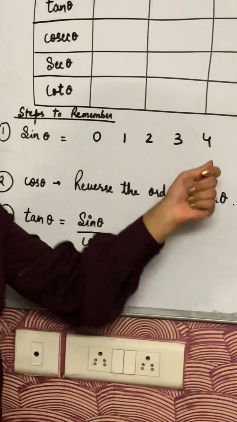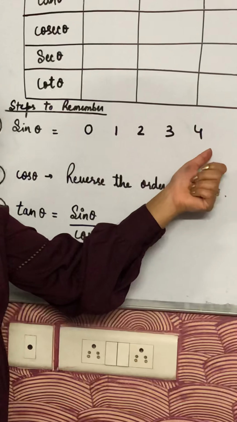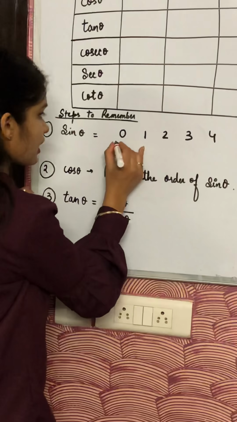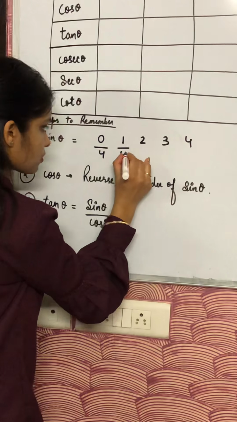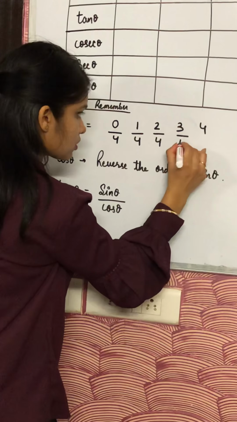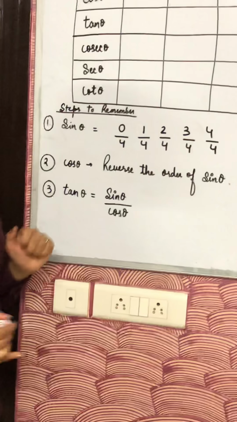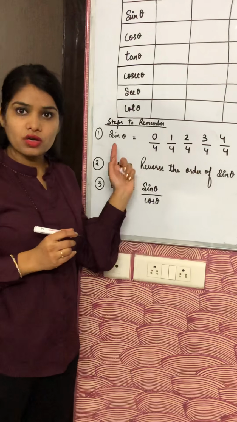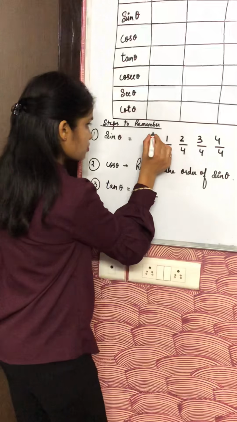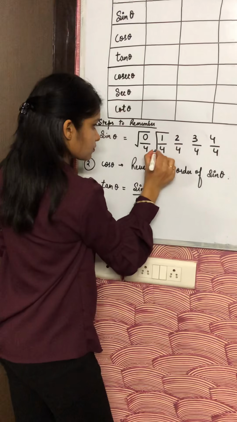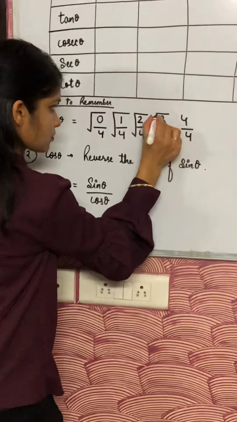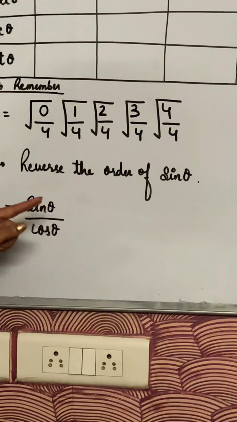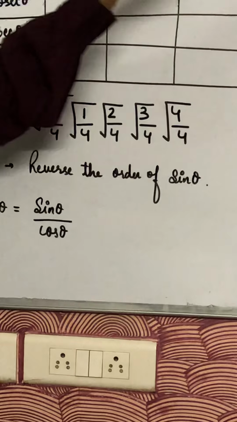Okay. Now the maximum number we have is what? 4. So we need to divide all the numbers by 4: 0 by 4, 1 by 4, 2 by 4, 3 by 4 and 4 by 4. Right? Now take the square root of all the numbers. Now you will get the values after square root for 0 degree and so on.